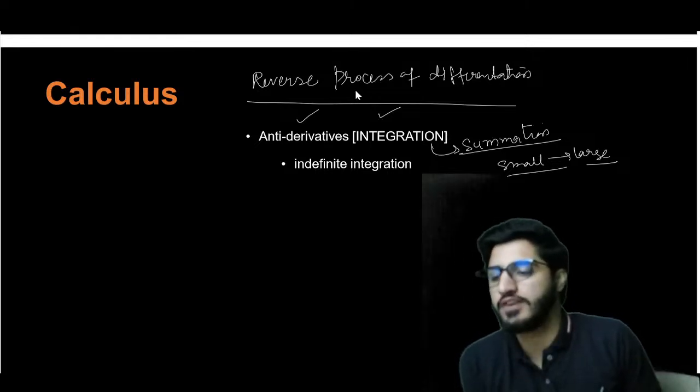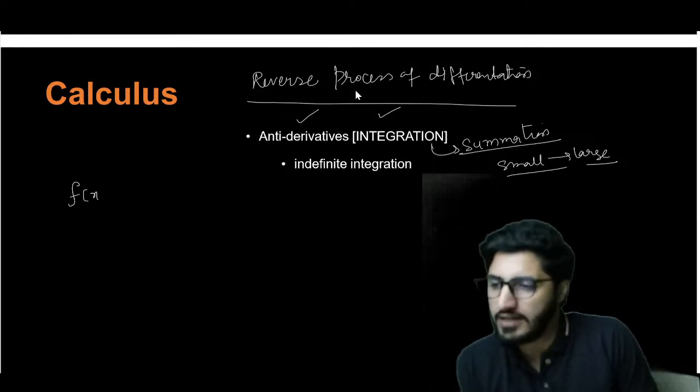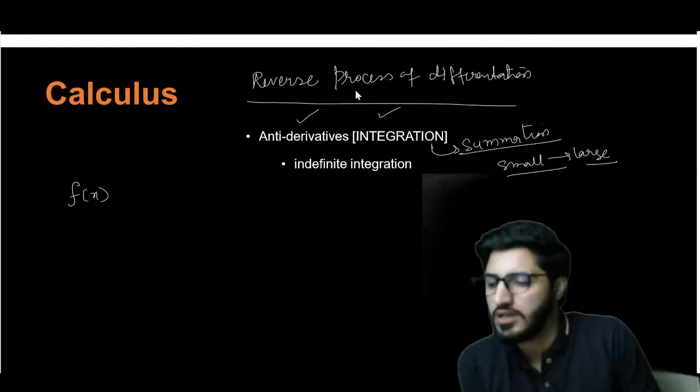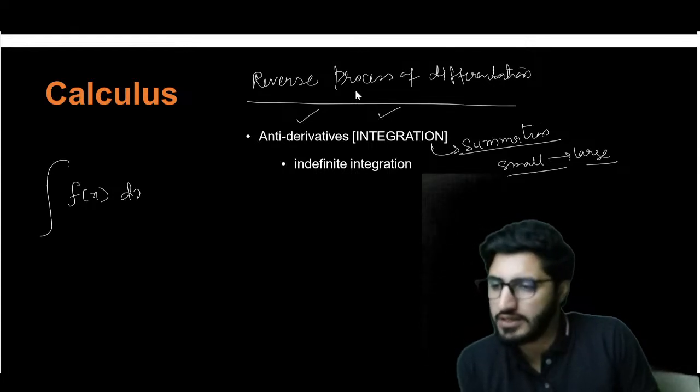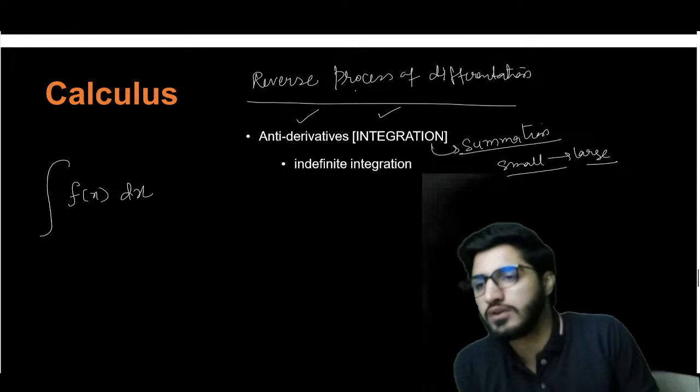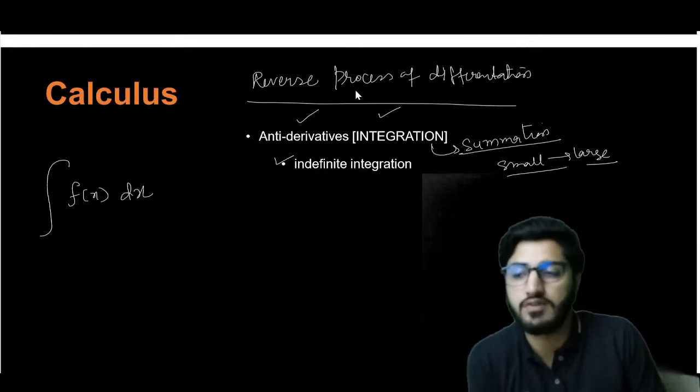Now what is the general formula for integration? If you have a function f(x) dx, right? So I can write it as the integration of f(x) dx. Now we have two types of integrations. Firstly, we will do the indefinite. Indefinite means the one in which the limits are not given.